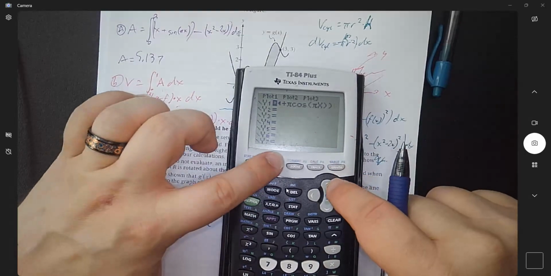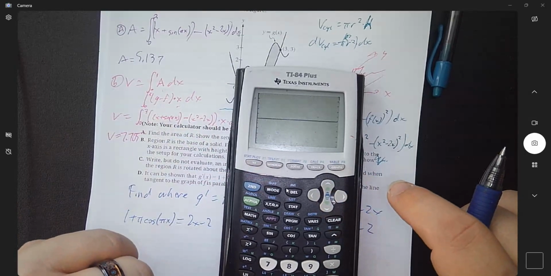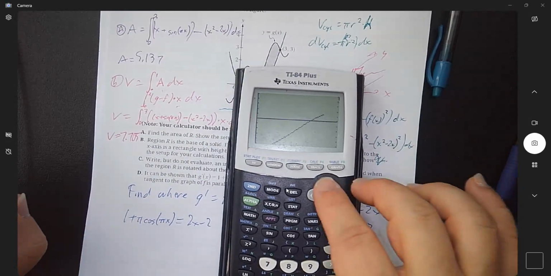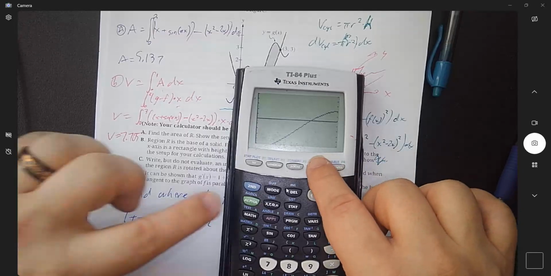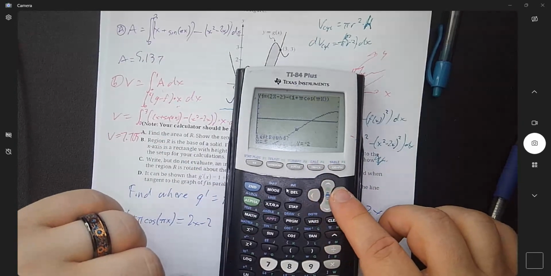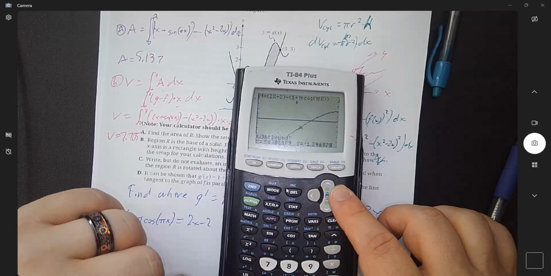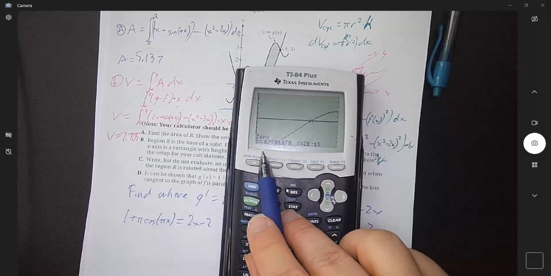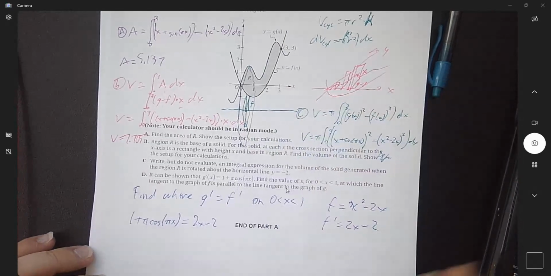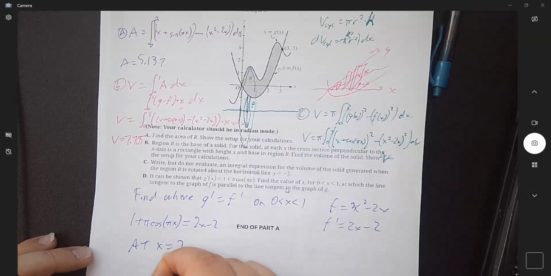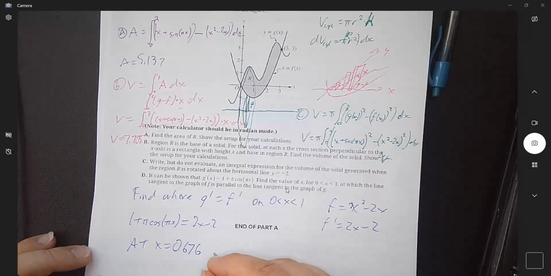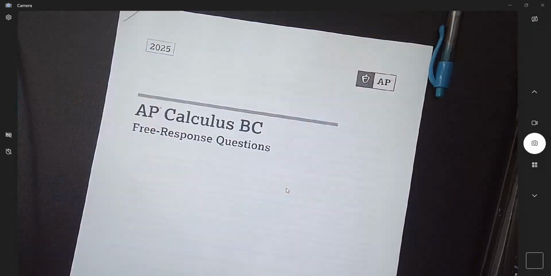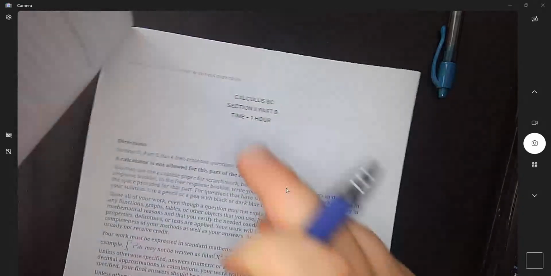Now let's set the window 0 to 1. Is there a clear place where it crosses over? It looks like there is. So let's go ahead and calculate a zero. That can be the left bound. Let's make the right bound 1. I really don't care, it'll find it eventually. 0.675. So at x equals 0.676, actually, is where the derivatives are equal to each other.